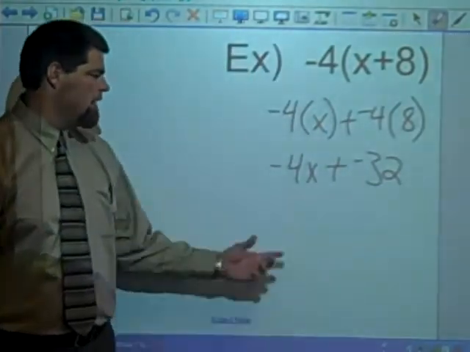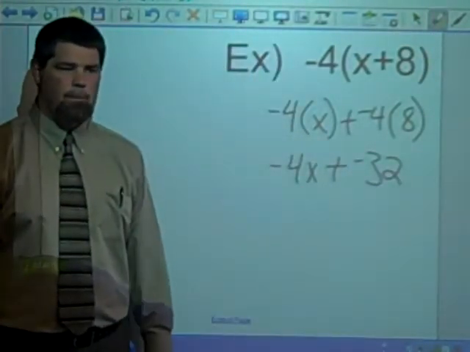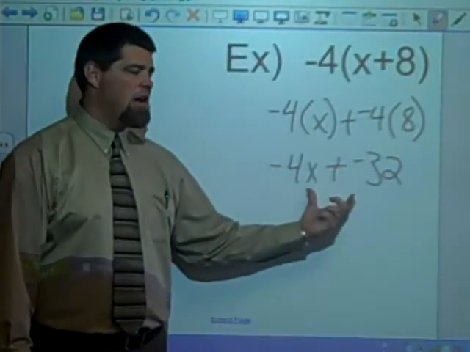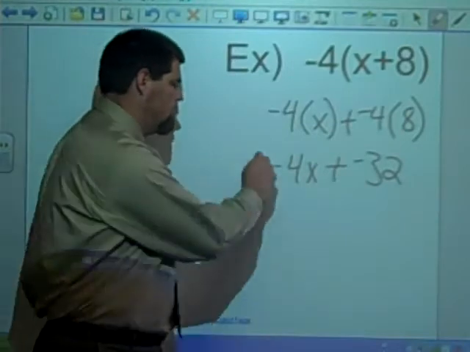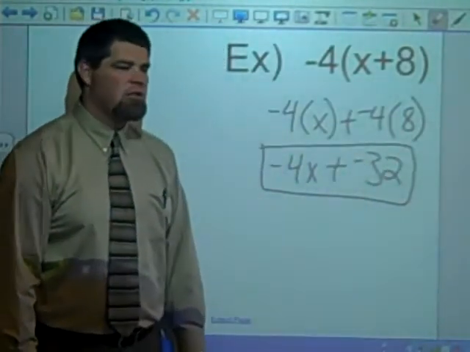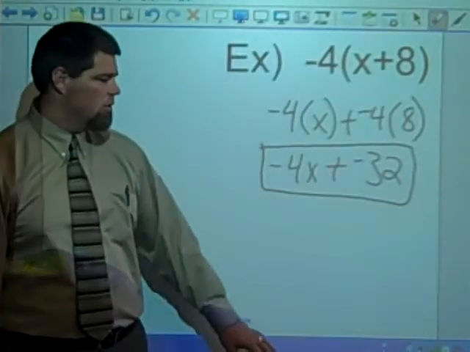Now, can we do anything else with this problem? Can we combine negative 4x and negative 32? No, because they do not have the same variable. We cannot combine these terms because the variables are not the same. So negative 4x plus negative 32 is our answer. That's as far as we can go with this problem.